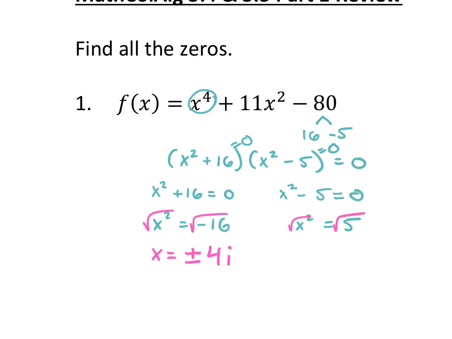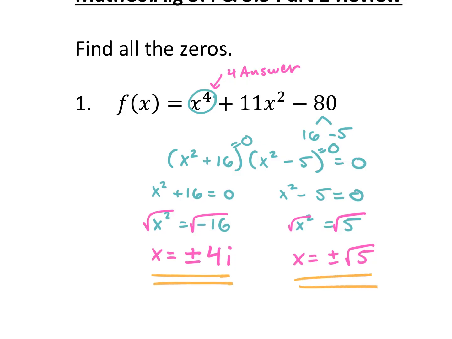We're going to square root both sides, so x equals what? Plus or minus square root 5, perfect. So in the beginning, we knew that we were going to have 4 answers. These are our 4 answers. We have a positive and negative 4i and a positive and negative square root 5. So we have 4 answers total.